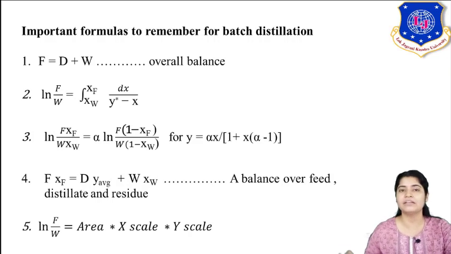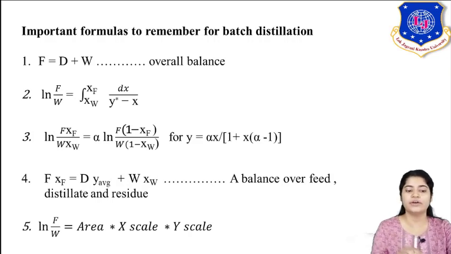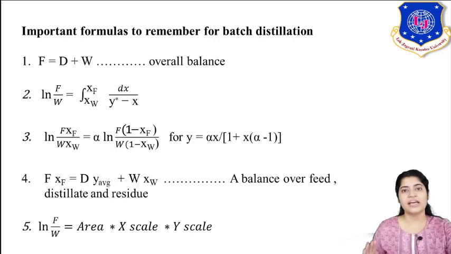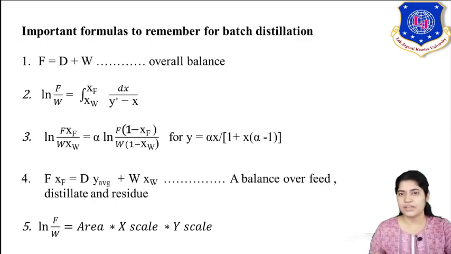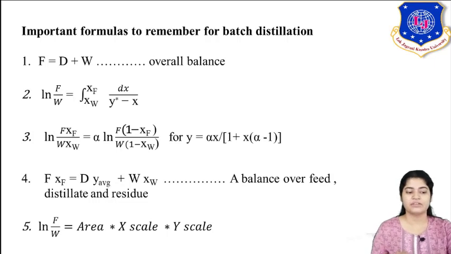For analytical questions, you directly have to substitute your values and solve it. Your fourth is the component balance over the more volatile component. It is F xF is equal to D y average plus W xW. F xF is the amount of more volatile component in the feed. So this must also be clear.